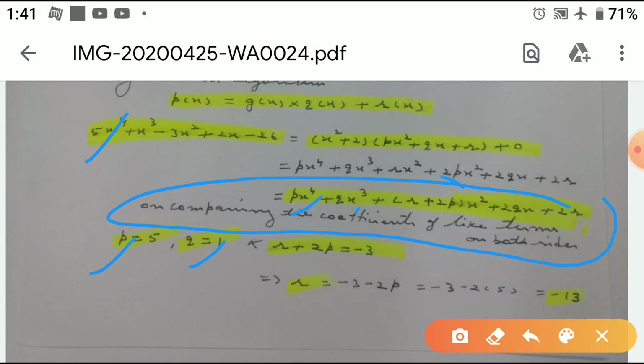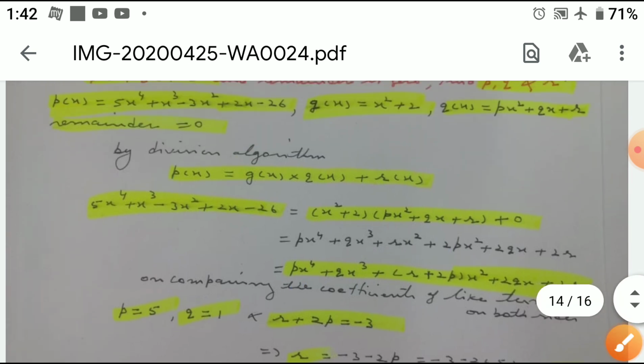And r plus 2p is equal to -3 here. Clear? Now put the value of r is equal to -3 minus 2p. So here the value of p, when you put the value of p from here, the value of p is 5. So the value of r comes -13.